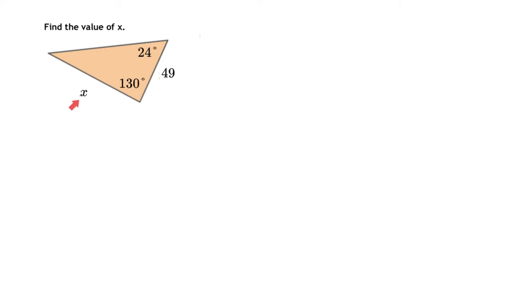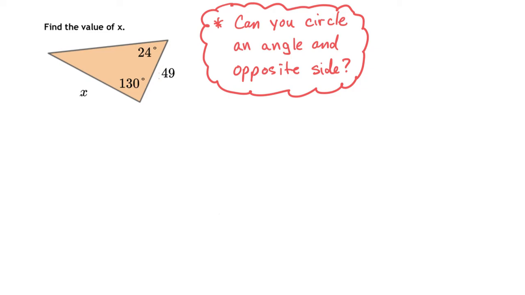All right, in this problem, you're being asked to find the missing side of a triangle. Now, in the past, you've worked with right triangles where you could use sine, cosine, and tangent. Unfortunately, this triangle is not a right triangle, so you have two other options you can use, law of sines and law of cosines. The question you want to ask yourself is, can you circle an angle and an opposite side? If so, then you can use law of sines. That's the first thing you should always try to approach first.